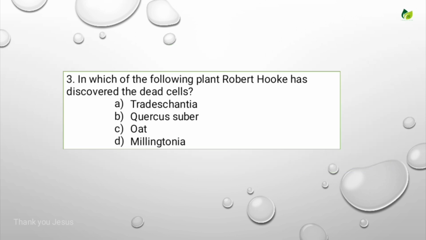Let's see the next question. In which of the following plants did Robert Hooke discover the dead cells? Options are Tradescantia, Quercus suber, oat, Millingtonia. The correct answer is Quercus suber. Robert Hooke for the first time identified non-living cells of Quercus suber.